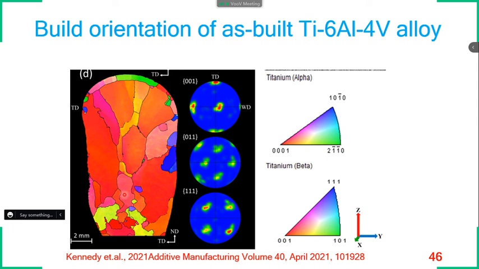Once the BCC phase has solidified, the crystallographic orientation automatically ends up in a 001 texture, which is very detrimental for most properties. We can also see coarser grains, which is very detrimental from the yield strength and microhardness perspective. This is how the build orientation looks for titanium 6Al4V alloy.